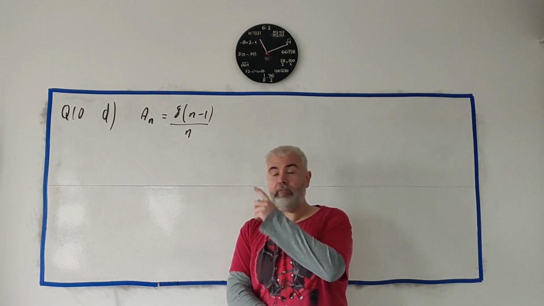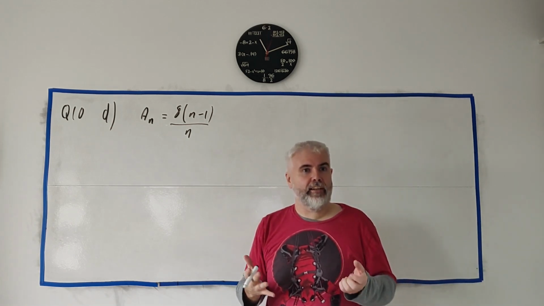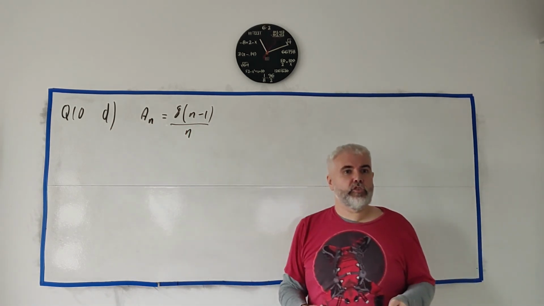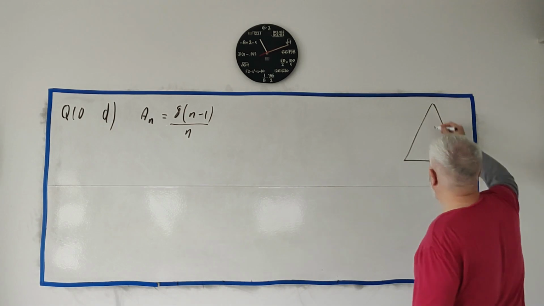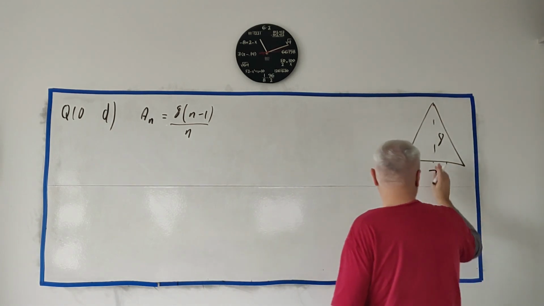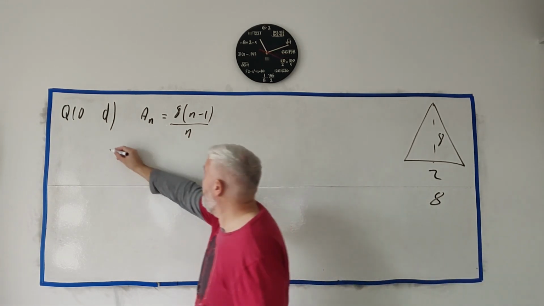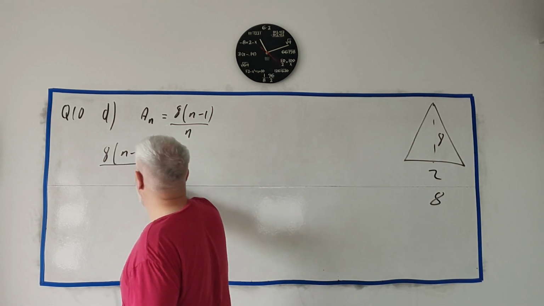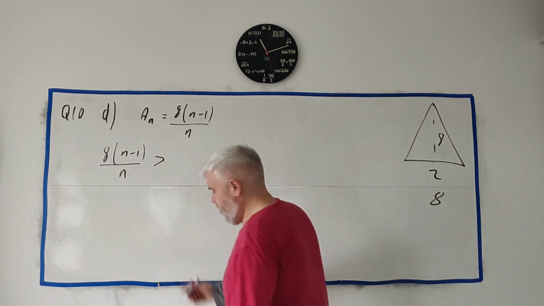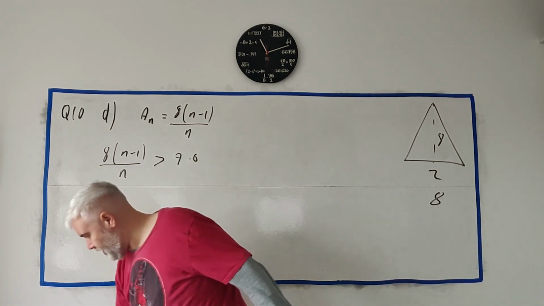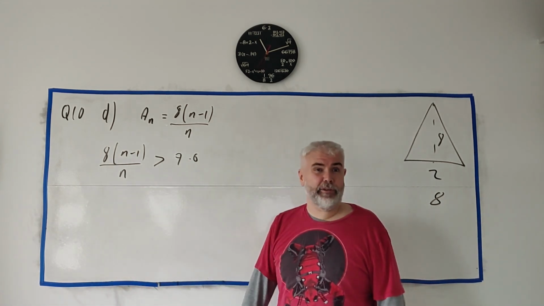They want us to work out what value of n would mean that all the rectangles added up, the An, is greater than 95% of the area of the main triangle, which I guess I'll keep over here. That's 8 times 2, so the area of this is 8. So they want to know when is this 8 times n minus 1 over n greater than 95% of this, which I think I worked out to 7.6. I guess I should double check that. Yeah, 7.6. So really, they just want us to solve this equation here.